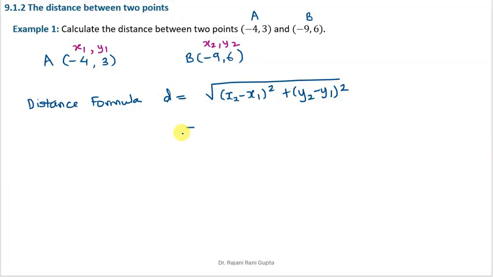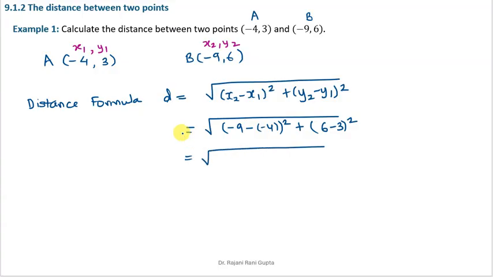This is equal to root of x2, which is minus 9, minus x1, which is minus 4. So be careful with the signs, okay? Because this minus minus will become plus. It is important to write the steps because you may make a mistake when you try to do it directly. So it is 6 minus 3 power 2. This gives you minus 9 plus 4, its whole power 2, and 6 minus 3 is 3 power 2.